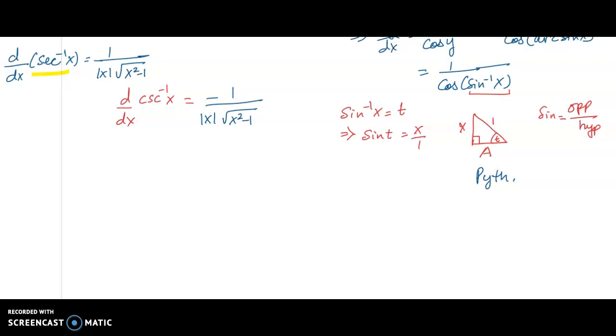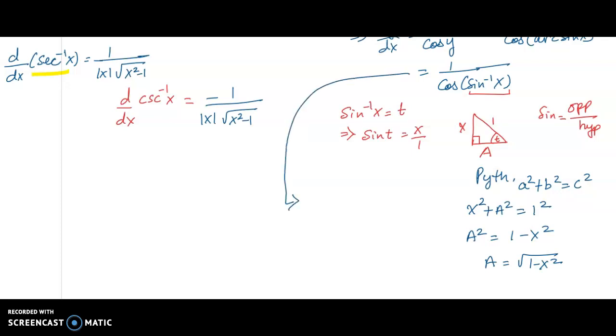Let's try. So what is the Pythagorean theorem? It says a squared plus b squared is equal to c squared, right? So we have x squared plus a squared is equal to 1 squared, and I can say a squared is equal to 1 minus x squared. And finally, I will get a as radical of 1 minus x squared. Isn't it? So we have a as radical of 1 minus x squared, and let's continue with this.